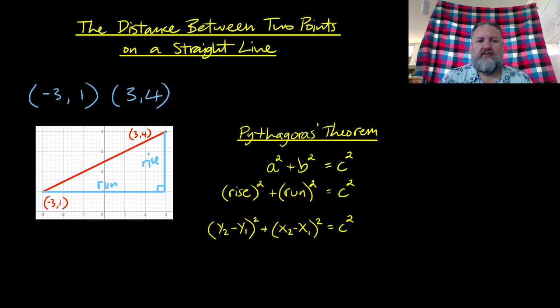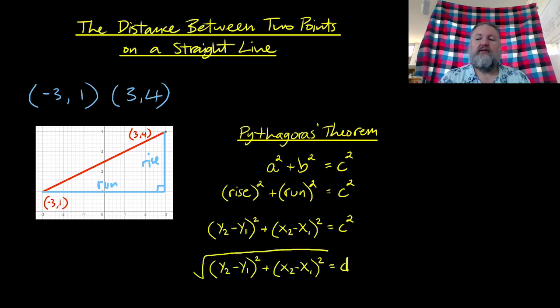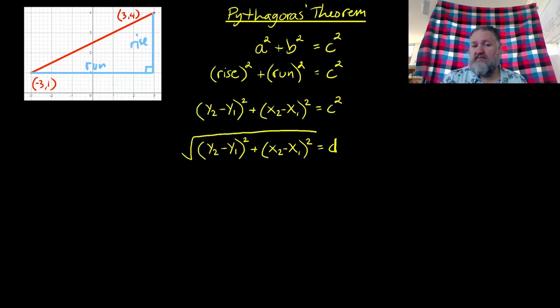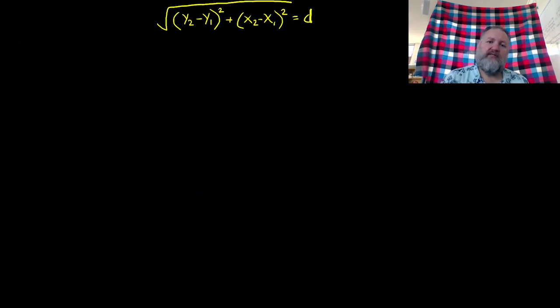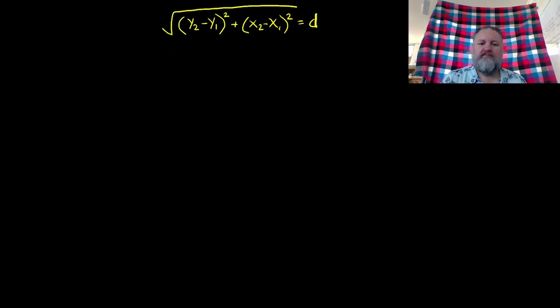I'll take this little thing out because we don't need that there. So when we put it all together, our formula looks just like this: the square root of y2 take y1 squared plus x2 take x1 squared is equal to d, which is the distance of that line. Okay, so let's work that out specifically for this particular one. I'll move all this up, and I'll leave that there just so we can remember it.